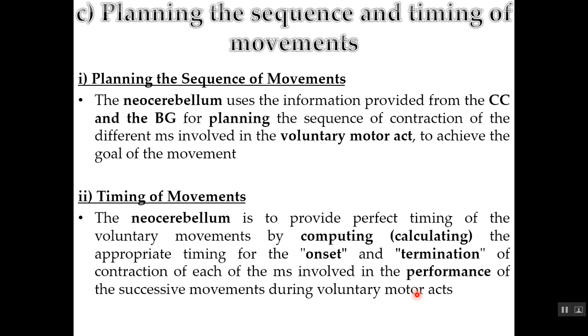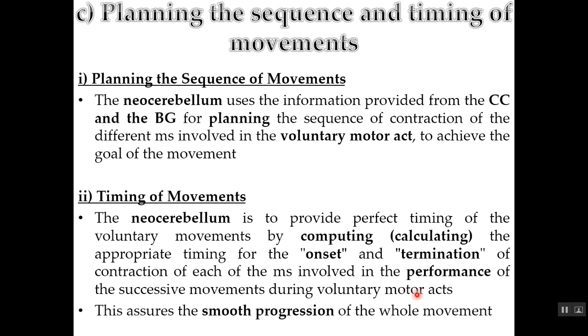Of the movement. Again, for control or coordination of voluntary movement, we need three mechanisms. The first one is the comparator and error corrector. The second one is the predictive and damping, and the last one is planning the sequence and timing of movement. All of this will assure the smooth progression of the whole movement.